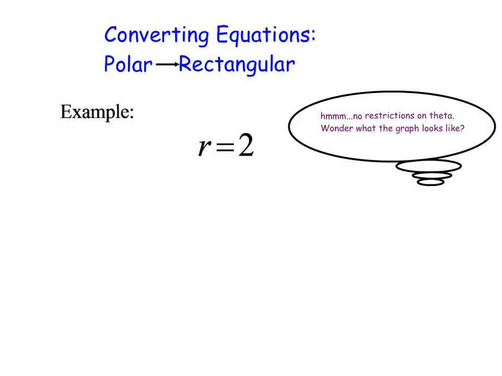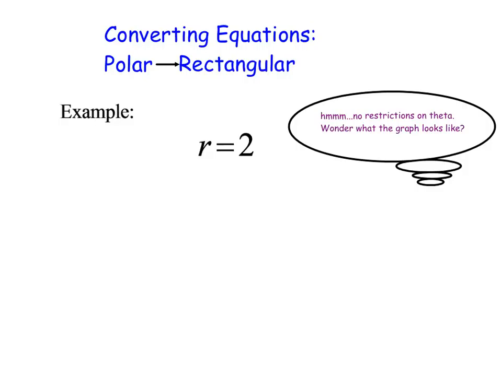Now I have r equal 2 and I know I need x's and y's. So I have two relationships that tie those together. Tangent involves x, y, and r, because tangent of theta would be y over x, but that's going to introduce a theta, which I don't want to do. I also know that x squared plus y squared equals r squared. This is probably my best bet considering I want to completely eliminate my r's and my thetas.